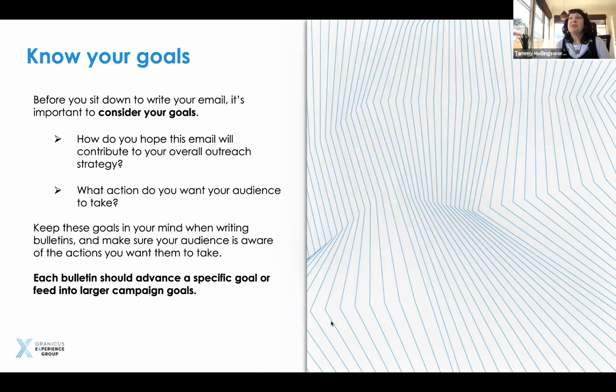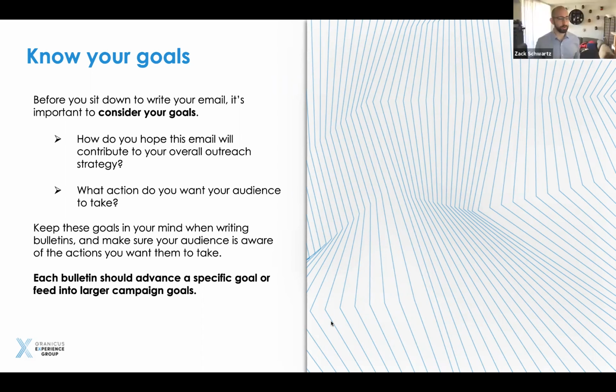Know your goals. Before you sit down to write your email, it's important to consider your goals. How do you hope this email will contribute to your overall outreach strategy? What action do you want your audience to take? Keep these goals in mind when writing bulletins and make sure your audience is aware of the actions you want them to take. Each bulletin should advance a specific goal or feed into a larger campaign goal.